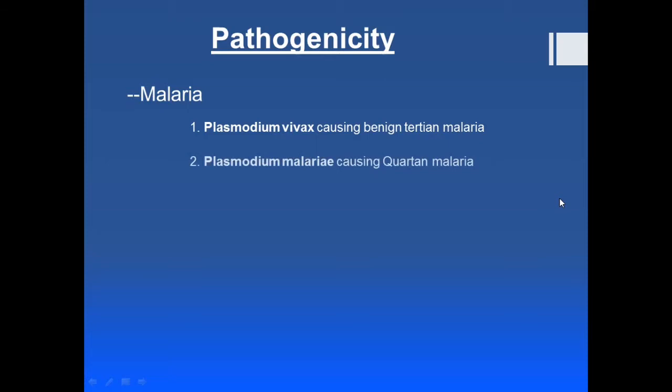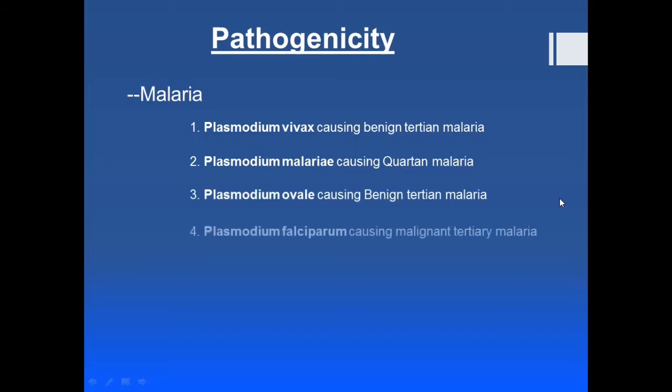Then the Plasmodium malariae, which causes quartan malaria. So the quartan malaria is the malaria in which the fever occurs after every 2 days. Then the Plasmodium ovale, it causes benign tertian malaria again. And then the Plasmodium falciparum, which causes malignant tertian malaria. So this is Plasmodium falciparum.